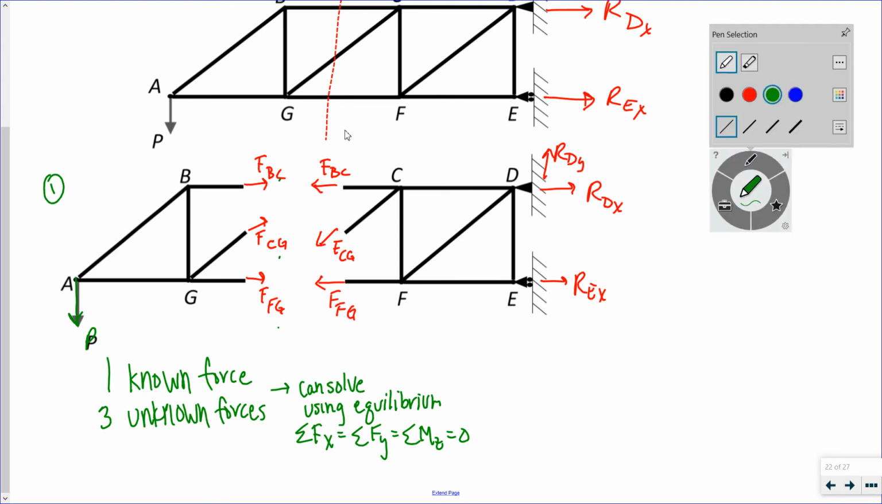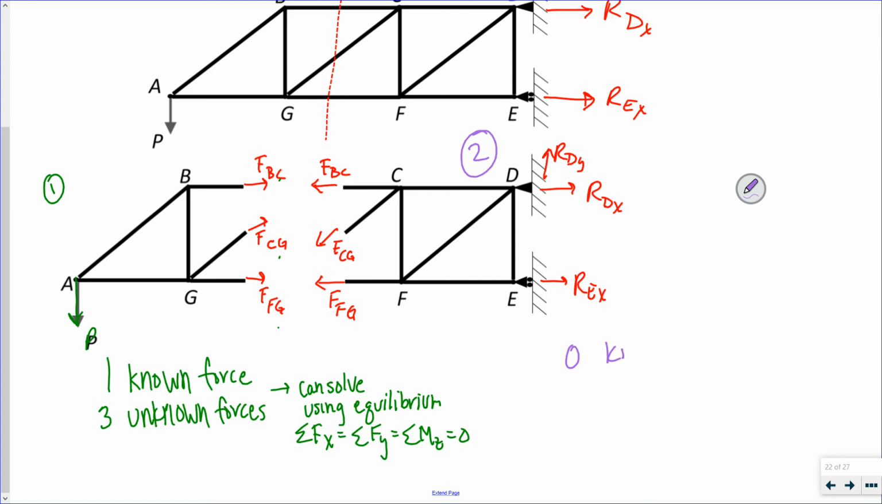If I go look at section 2, the section on the left, I have 0 known forces, and I have 1, 2, 3, 4, 5, 6 unknown forces. So I can't solve using equilibrium.